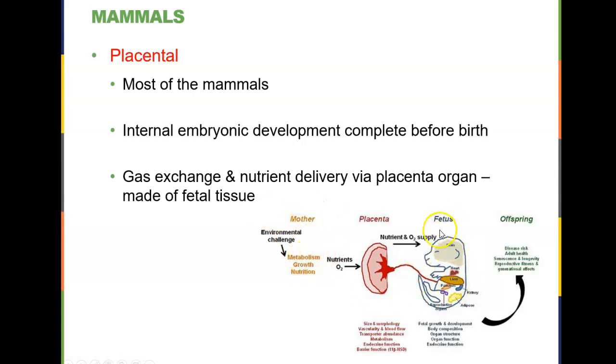So the fetus is going to remain internal and develop internally until it is able to live on its own in the outside world. So there's internal embryonic development complete before birth when you are in the placental, or it's sometimes called the eutherian group, but I prefer to use the term placental. So the majority of mammals that we think of, dogs, cats, cows, rabbits, humans, are all placental mammals.